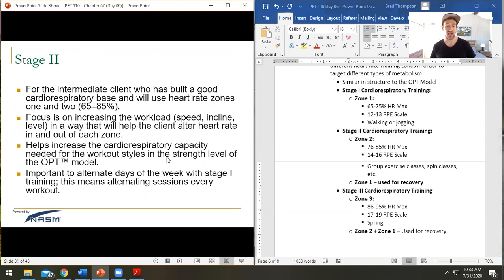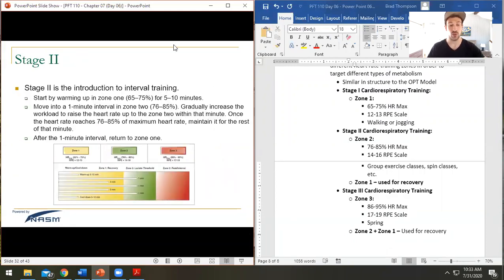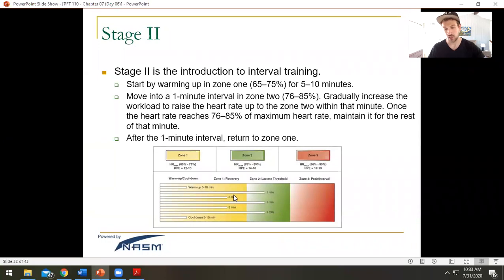Piece of cake. Stage 2, once you've built that aerobic foundation, now we're going to further increase that capacity by working either harder speed, more incline, higher resistance, whatever, into your zone 2. And so this is an example of where you do 5 to 10 minutes of warming up, then you move 1 minute just below your lactate threshold in that 76 to 85% heart rate max, and then recover for 3 minutes. So this is a 1 to 3 ratio. But you could still work in stage 2 using a 1 to 2 ratio.